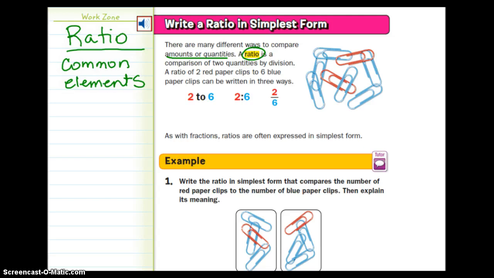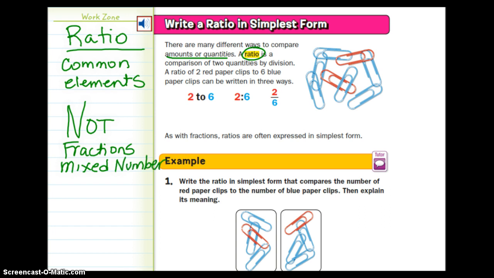Now, what they are not is fractions. This is important because they're not mixed numbers either. So when you have your ratio and you're simplifying it, what you cannot do is make it into a mixed number, because really they are not a fraction, they're a comparison of 2 amounts.